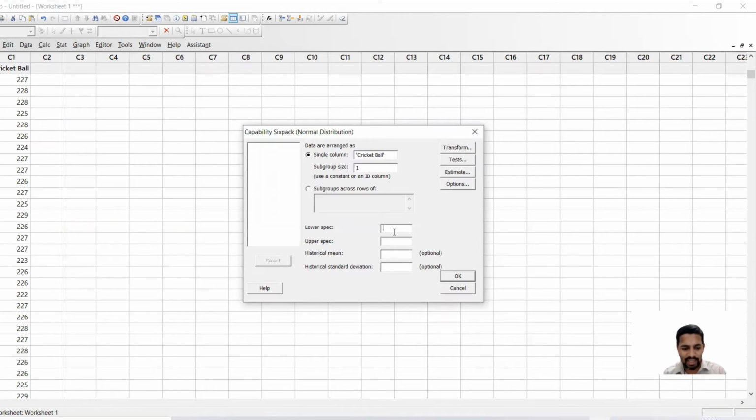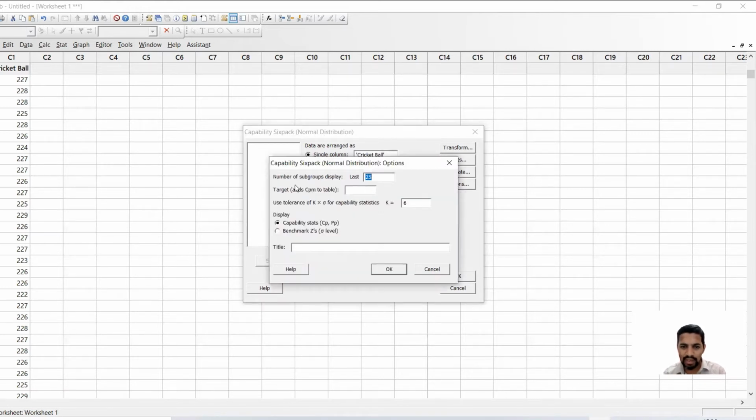And what is LSL? That is given in the question, 2.4, and USL equal to 2.9. Historical mean and historical standard deviation we don't know. So let's go to Options. In the options, the number of subgroups default is 25, but I'm going to ask Minitab to do it with all 100. Target is 2.7 and K equal to 6, that is the process width equal to 6.